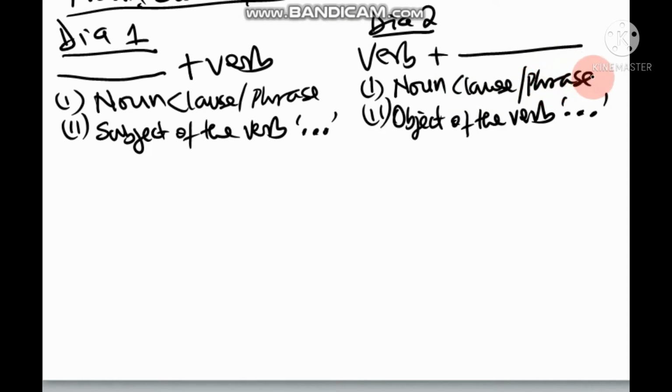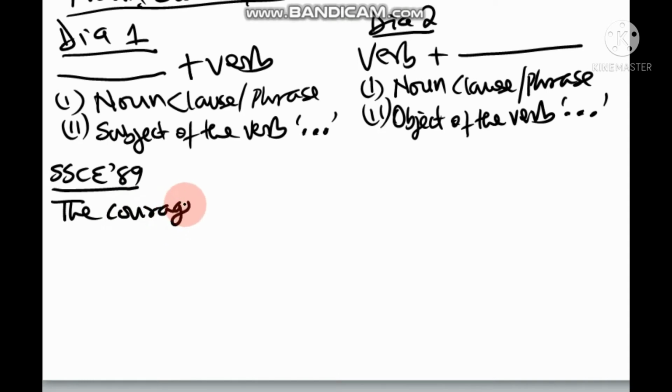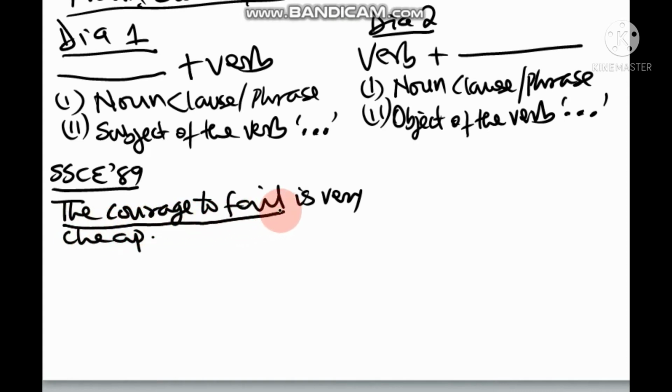Okay, beautiful. Now let us see examples. Let us see SSCE 1989. It says, the courage to fail is very cheap. They underlined the courage to fail. They asked us what is the grammatical name, what is the function.